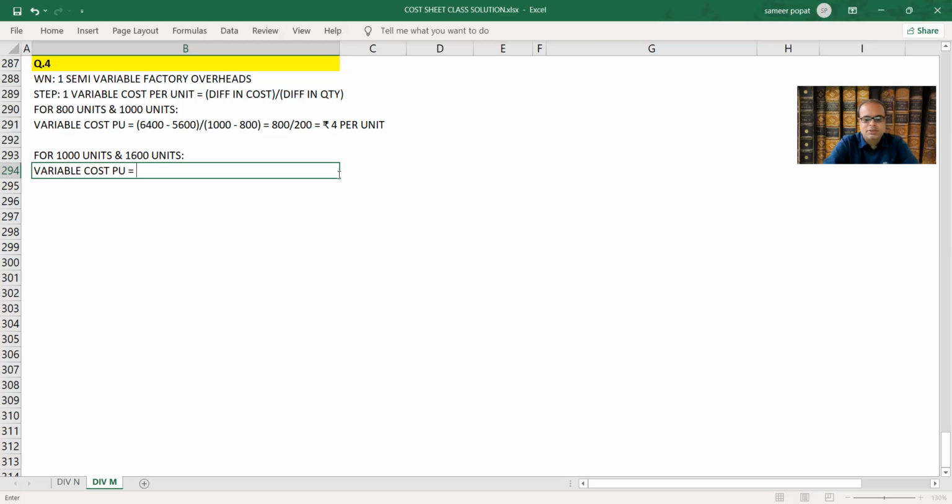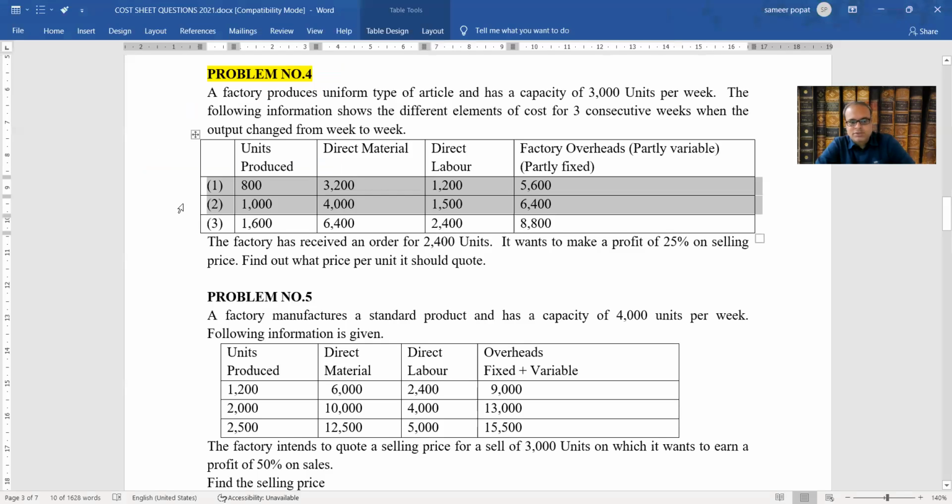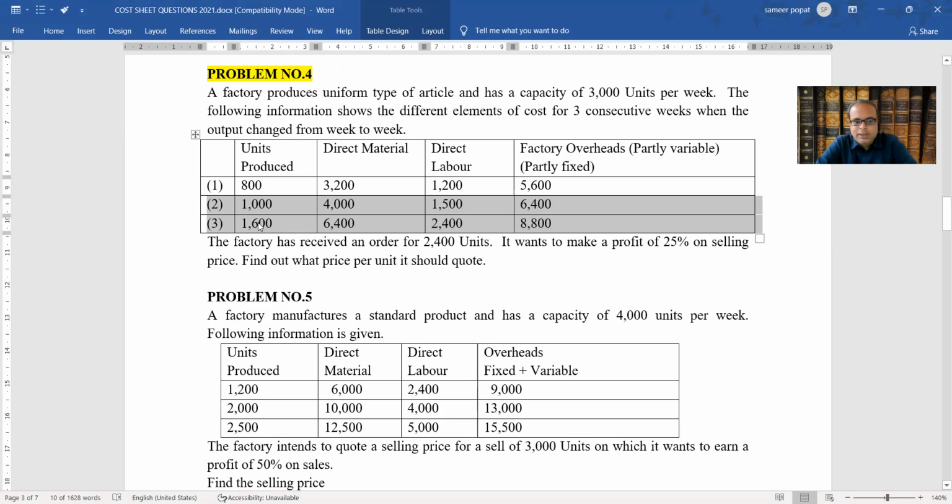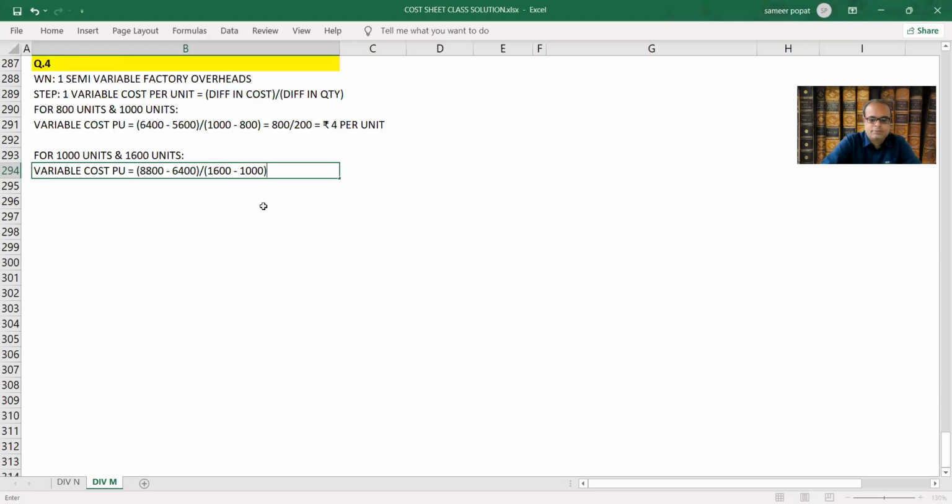Variable cost per unit between 1000 and 1600. Difference in cost, 8800 minus 6400, divided by difference in quantity. It is 1600 and 1000. 8800 minus 6400. Is it 2400? 2400 divided by 600. 4 again. Yes, sir.